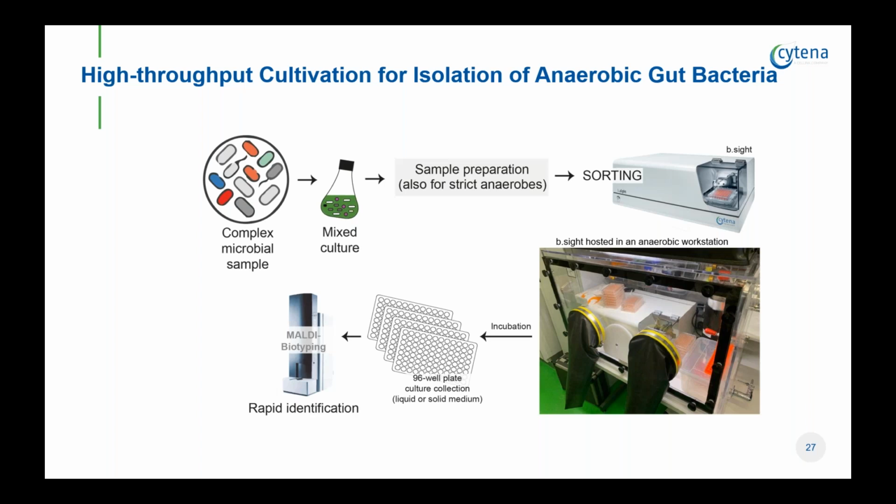A first round of identification is then performed with mass spectrometry. And the motivation here really is to isolate, culture, and study so far uncultured bacteria species from these samples. Such strains can then be used to assemble synthetic microbiota. They might serve as potential new candidates for live therapeutics or provide new bacterial functions that can be used for other applications in biotechnology.